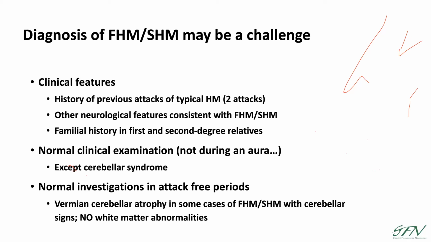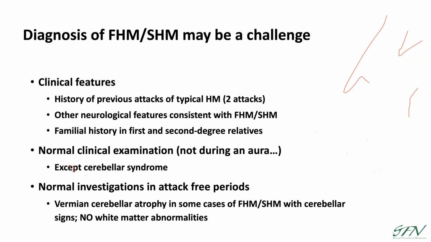That means you can have hypersomnia, epilepsy, ataxia, but in hemiplegic migraine, there is no risk of early stroke, for example. And the brain MRI, the brain imaging, except for the swelling during severe attacks or the atrophy of the cerebellum, is normal. And then we rely on the familial history in first and also in second degree relatives.